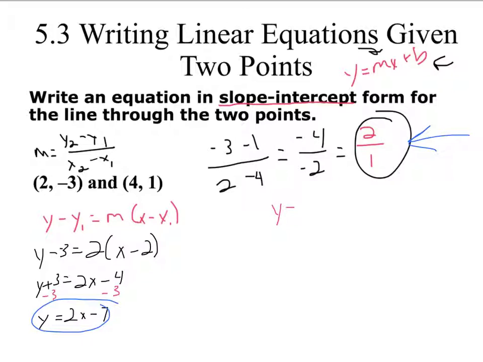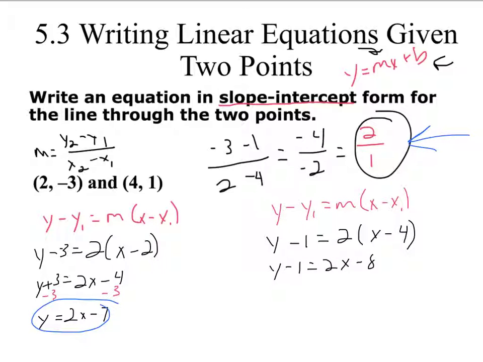We now have y minus y1 again is equal to m times x minus x1. I will use that formula a lot. So when I plug this in, I now have y minus 1 is equal to m, which is my 2 again, times x minus 4. Simplify this out. I have y minus 1 is equal to 2x minus 8. Add 1 to both sides, and I get y is equal to 2x minus 7.